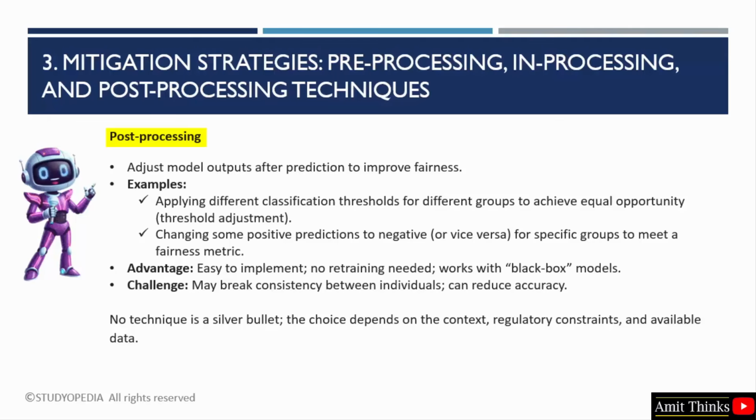Now let us see post-processing. Tweak model outputs to improve fairness. Examples can include using different thresholds for different groups to equalize opportunity, and flipping some predictions to meet fairness goals. Now let us see the pros and cons. It is simple to apply. No retraining. Works with black box models. The cons include it may reduce accuracy or create inconsistencies across individuals. No single method solves all bias issues. Context, laws, and data shape the best approach.